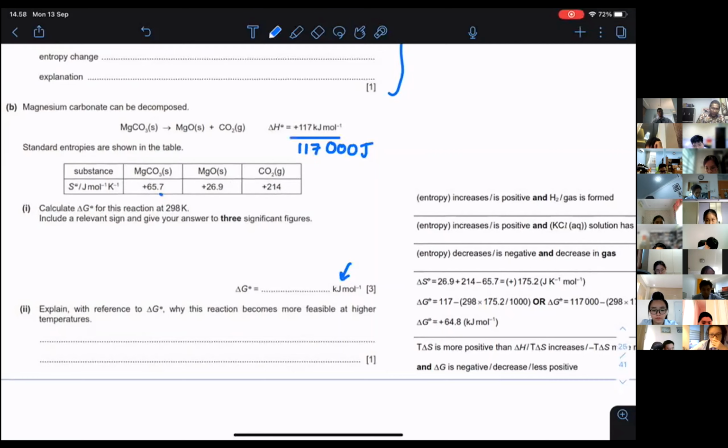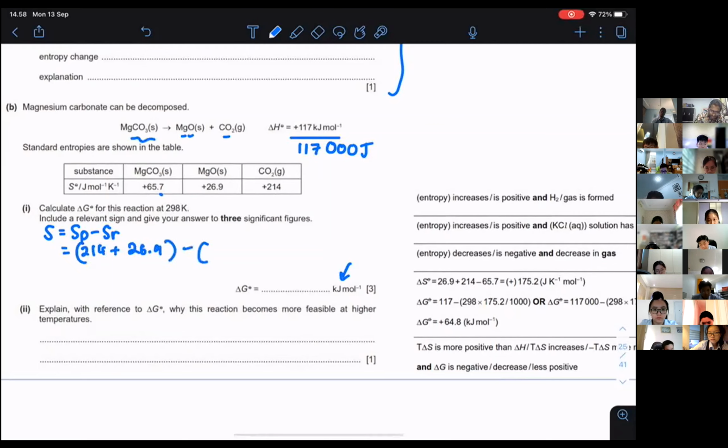First of all, I need to find my entropy change, which is the entropy of the product minus the entropy of the reactant. What is the entropy of the product? Carbon dioxide 214 plus MgO 26.9, minus the entropy of the reactant, 65.7. There is no number over there, so no need to multiply anything. I calculate and I will get a value. Maybe someone can help me with this.